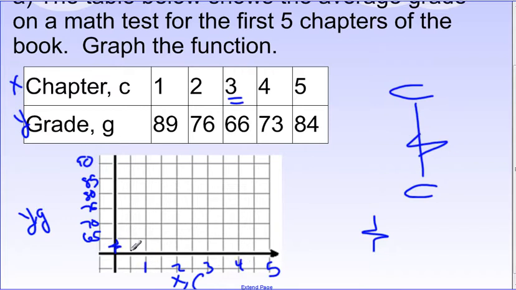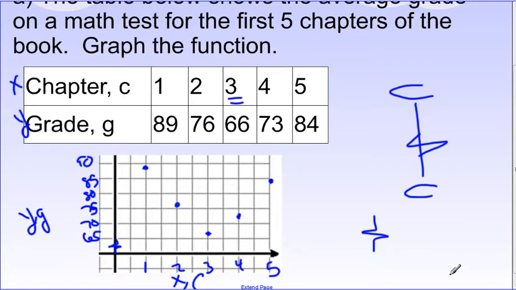Now we can graph, and we know that nothing important is happening down below here from 0 to 65. All the important stuff is up here. So chapter 1, you get an 89. Chapter 2, you get a 76, which I know looks like a 6. It's actually a 5. It's ugly. Chapter 3, you get a 66. That's the hard chapter, or one of the hard chapters. Chapter 4, you now get a 73. It's in there someplace. Chapter 5 is an 84.